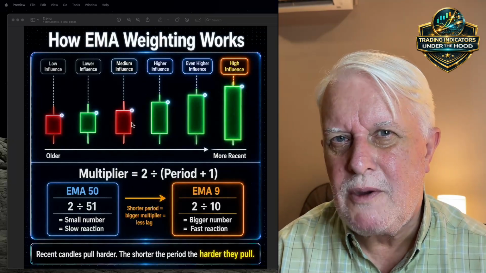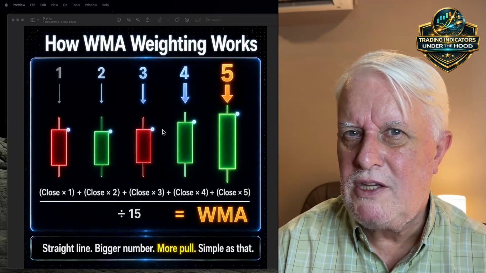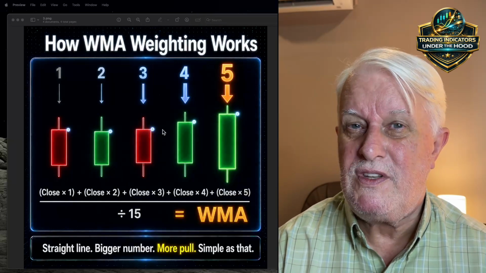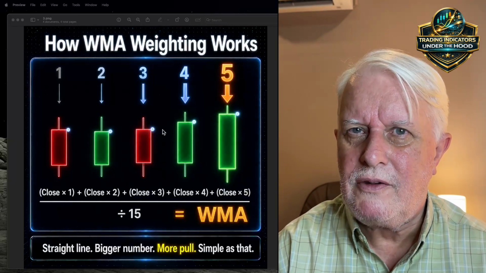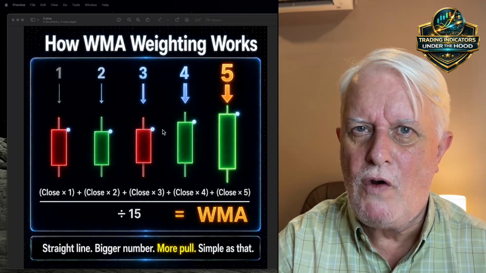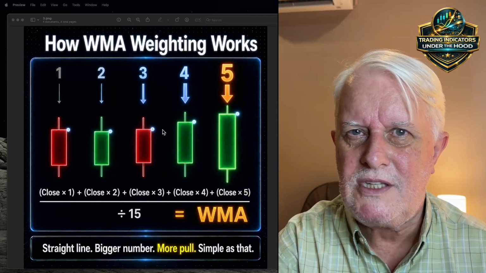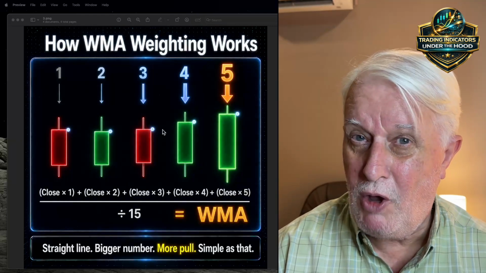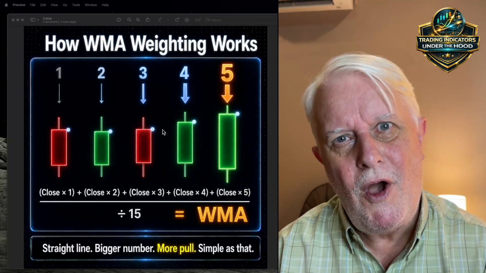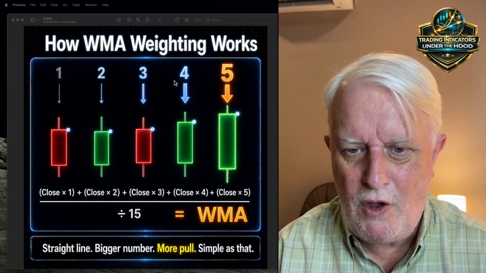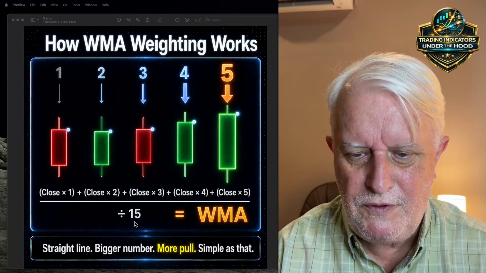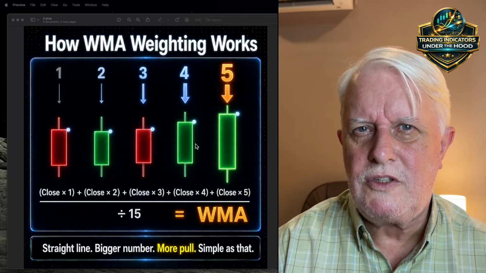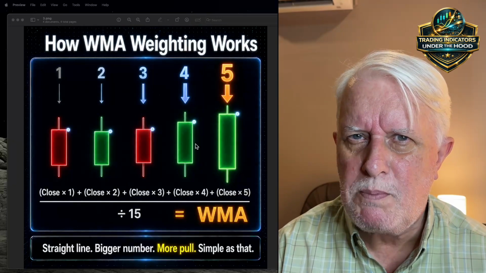WMA, or weighted moving average, is a similar idea to EMA, but uses a straight linear weighting. If you have 10 candles, the most recent candle gets a weighting of 10. The one before it gets 9, then 8, then 7, then 6, then 5, 4, 3, 2, 1. Multiply each close by its weight, add them all up, and divide by the sum of the weights. Here, 5, 4, 3, 2, 1 adds up to 15, if it was a 5 WMA. The most recent candle always has the strongest pull on the line.